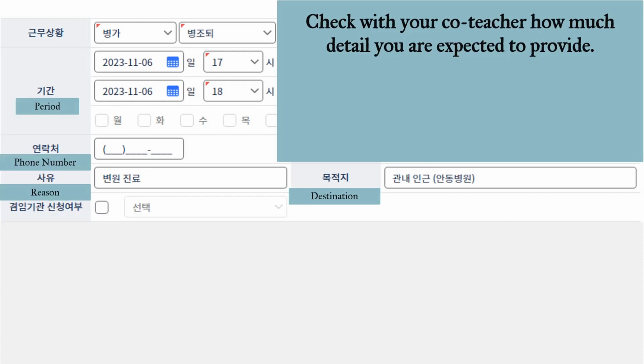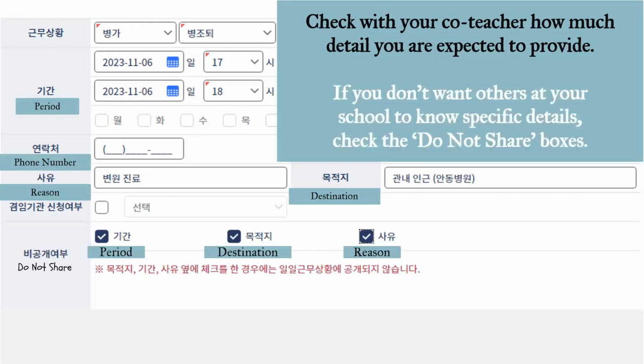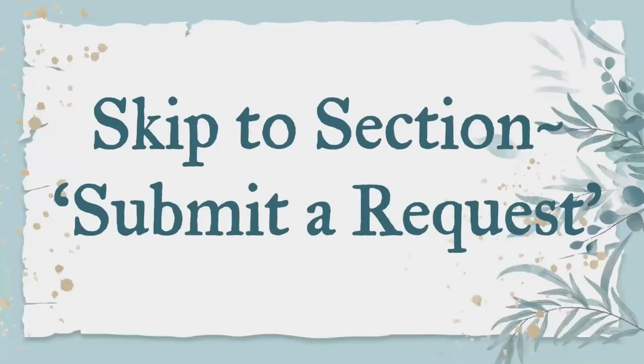If you are required to enter more detailed information in this section, you can check the Do Not Share boxes to hide information from the daily work status schedule that can be accessed and viewed by all other teachers at the school. Double check all the details and skip to the Submit a Request section.